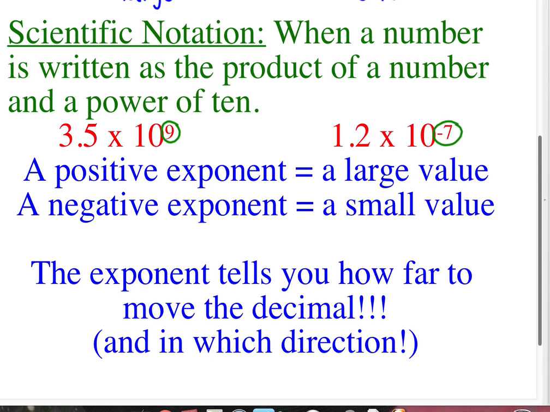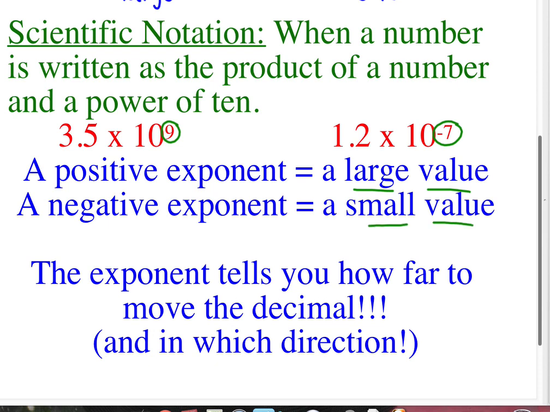A negative exponent indicates a very small value number. So the fact that that 10 has a negative 7 as the exponent means when I convert this number back to standard form, the decimal's going to be moving in this direction many times so that I have a bunch of zeros here to make this a microscopically small number. All right, so again, a positive exponent on the 10 indicates a large value number, whereas a negative exponent on the 10 is going to tell you that this is going to be a very small value number, in other words, a decimal.